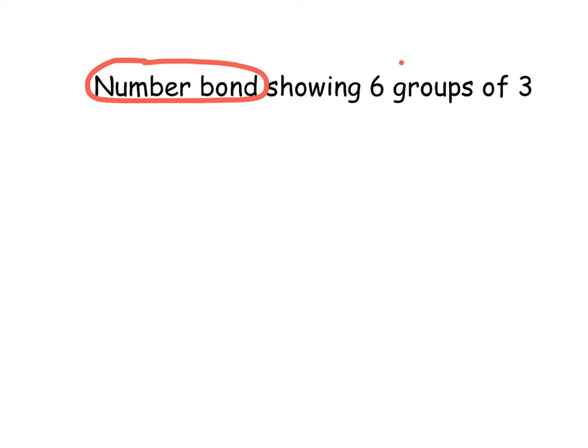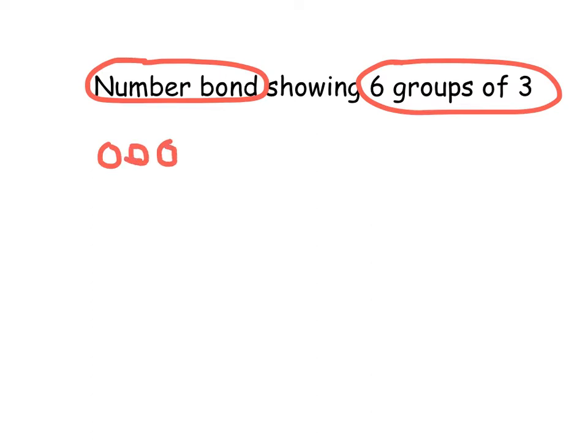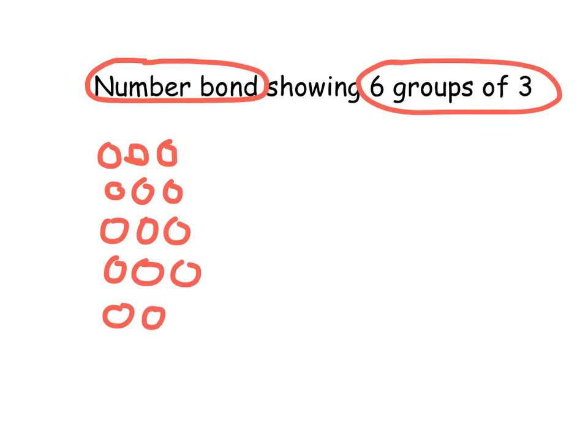So I have to draw 6 groups of 3. So 1, 2, 3. That's one group. Another group of 3, and another, and another, and another. I have 1, 2, 3, 4, 5, 6. I have 6 groups of 3.